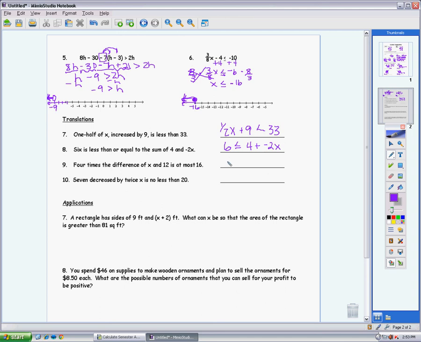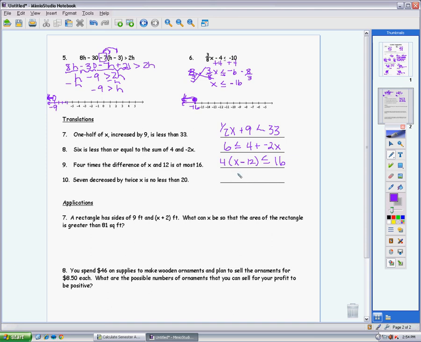Number 9, 4 times the difference of x and 12 is at most 16. Okay, 4 times the difference, so I need to subtract x and 12, and I know I'm going to have 16 here, but at most. So that means that this is the biggest number it can reach. So that tells me it's going to be a less than or equal to sign, because it could be 16, but it can't go past 16. So that's going to be a less than or equal to sign.